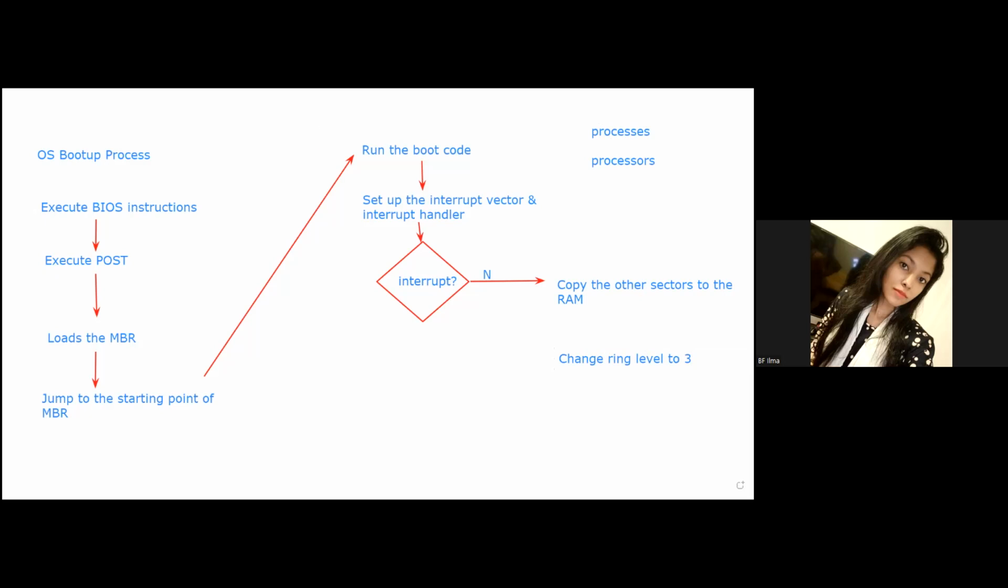So at this point, since the OS and everything is loaded into the RAM, we are changing the priority level to the lowest priority so that the user can execute any user level programs in this ring level. So we are updating the ring level to 3, and then we have to initialize a timer interrupt.